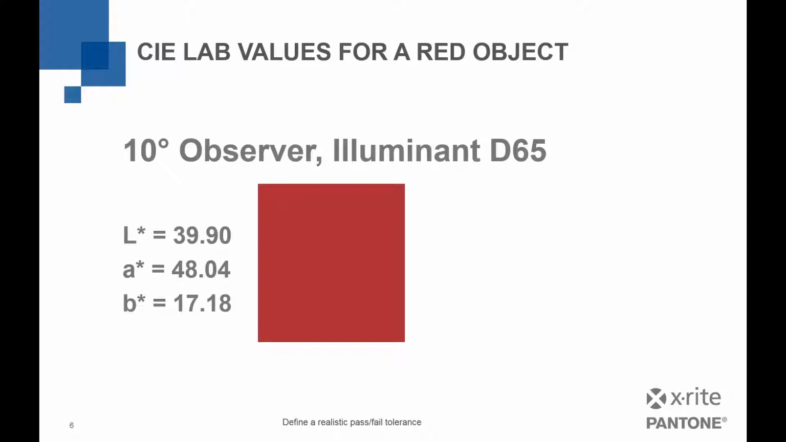Here we have a color under 10-degree standard observer, D65, with a lightness value of 39.9, an a* value of 48.03, which means it's very red, and a b* of 17.17. Again, it's in the positive direction, so it's a yellow. So even if we did not see the color swatch, we could say here that we have a color which is in the red area and probably a yellow shade red. So we have numbers which allow us to communicate on a simple level with each other the type of color we're talking about.